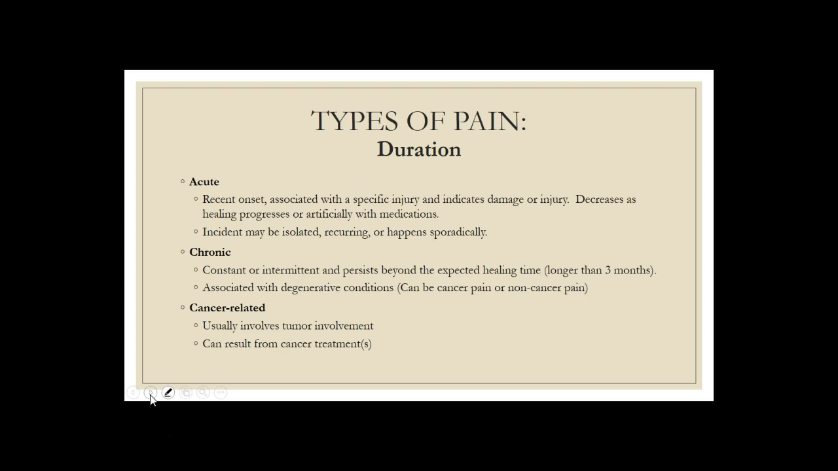Chronic, typically a time frame longer than 3 months. You may sometimes read, others may put a time factor of 6 months, but for testing purposes we're looking for longer than 3 months. It can be associated with degenerative conditions. It can be cancer pain or non-cancer pain. Degenerative conditions can be, say, somebody with long-standing back pain, things of that sort. Cancer-related pain usually involves tumor involvement, or it can result from cancer treatments.